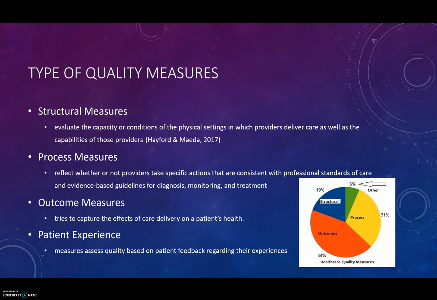The outcome measure captures the effects of care delivery on a patient's health. For example, some outcome measures assess the health status of people with chronic conditions, such as blood glucose levels for diabetic patients and blood pressure levels for hypertensive patients. Patient experience means quality based on patient feedback according to their experiences. For example, were the appointments set timely? Did the provider communicate well? Were the communication skills good? And did the providers follow up on the test results in a timely manner?